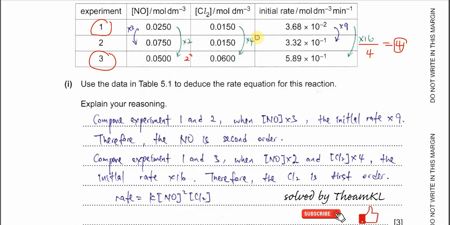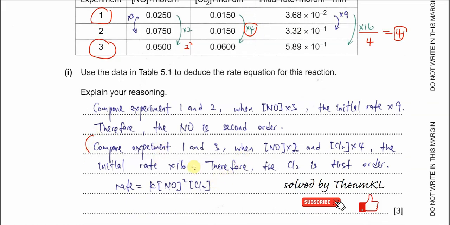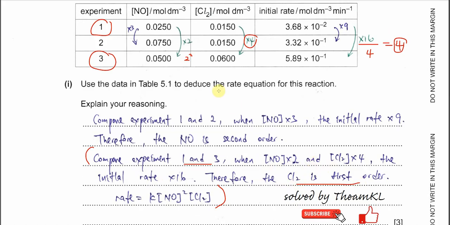So when the concentration times 4, the rate also times 4, we know that the chlorine is first order. That's why we have this answer. Compare 1 and 3: when the concentration of the NO doubles and the chlorine times 4, the initial rate is times 16. So the chlorine is first order, because we already got the order of the NO just now.